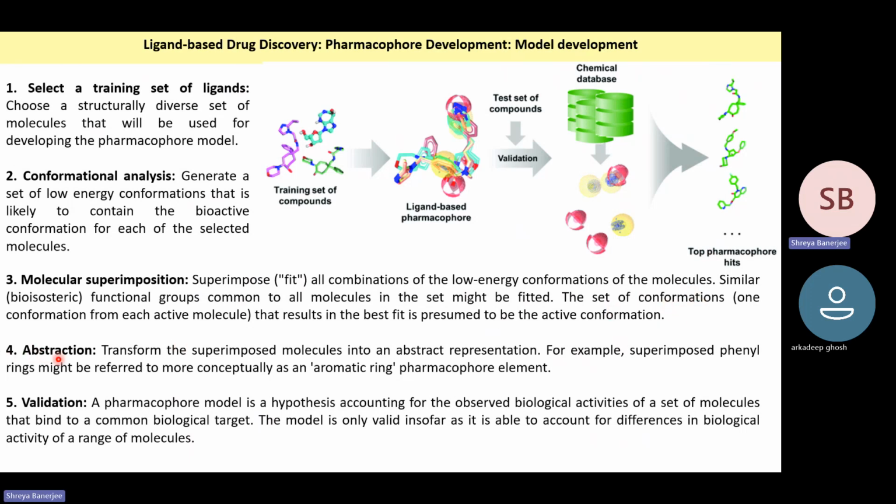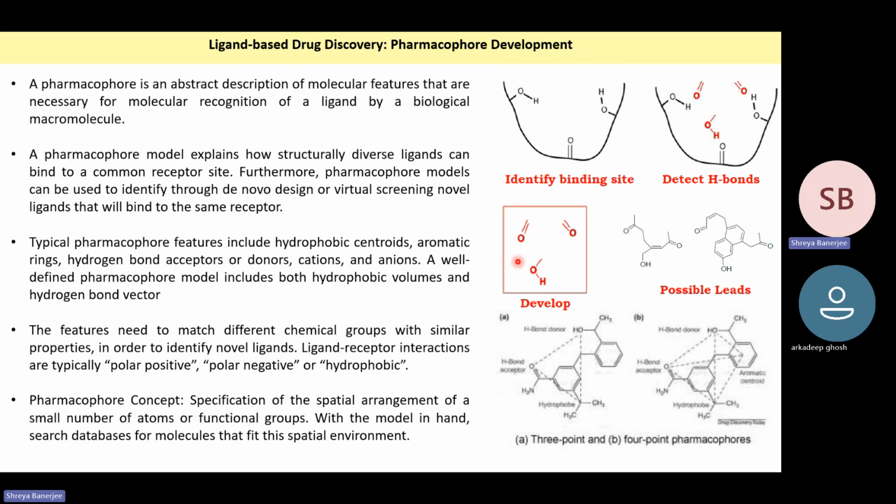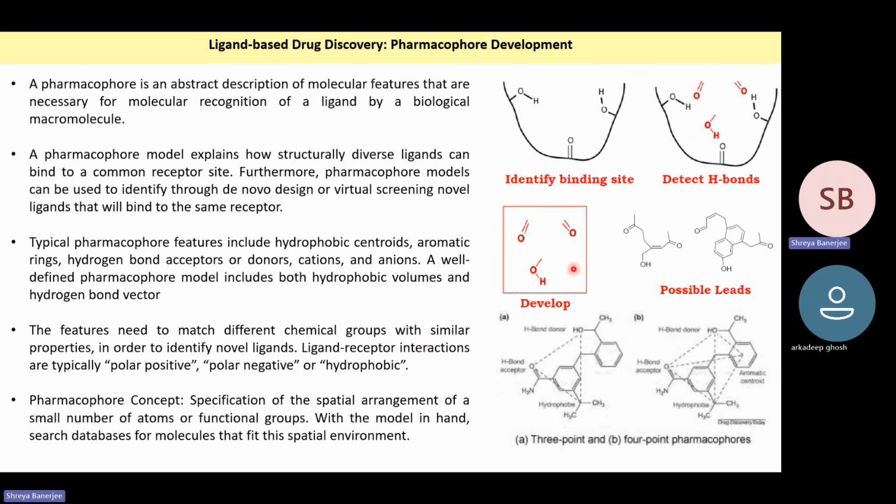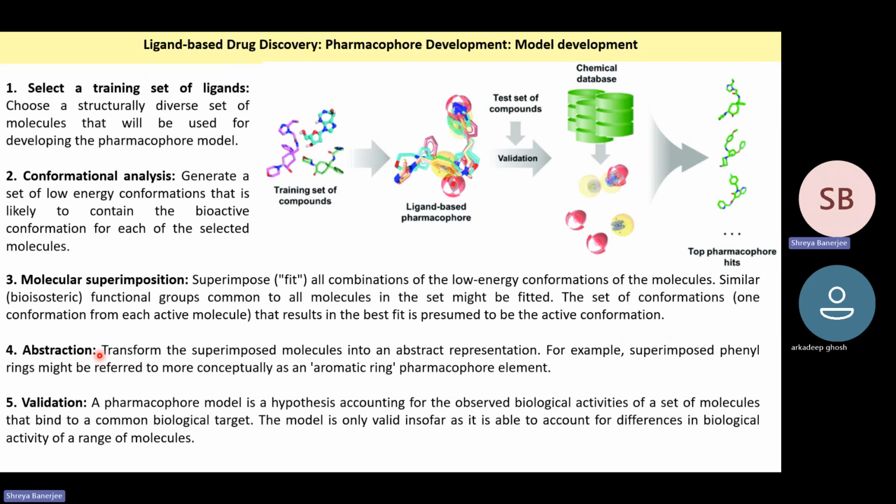The fourth step is abstraction, where we transform the superimposed molecules into an abstract representation. So this is the abstract representation where we are saying there must be 2 carbonyl groups and 1 OH group oriented like this. So this kind of representation is called an abstract representation. Or suppose when there is an aromatic ring, we can say there has to be an aromatic ring here. So that kind of description of the different groups and orientations is called abstraction.